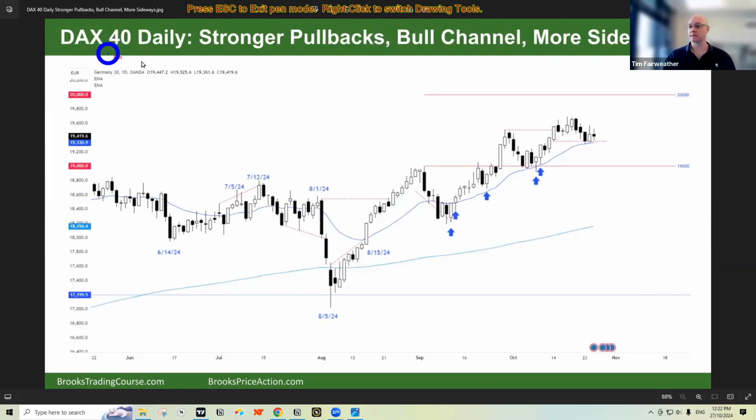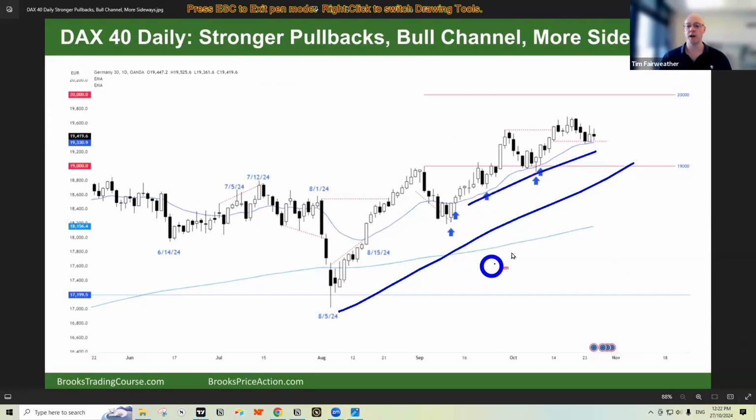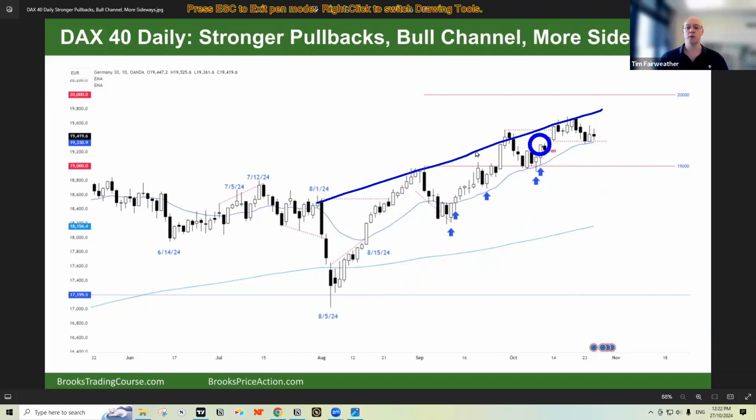So on the DAX daily, I've said stronger pullbacks, bull channel, more sideways. Well, it's a bull channel. We're sloping up with a trend line. We're above both moving averages. Everyone can see that. If I draw a line across the tops of this channel as well, we're not really strongly breaking out climactically. We're kind of just hovering between these two lines, just squeezing price together.